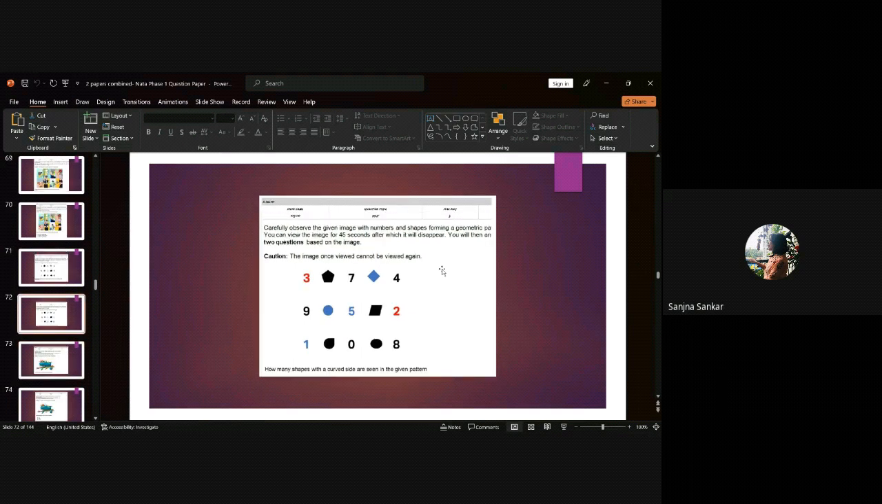The next question: how many shapes with a curved side are seen in the given pattern? So the correct answer is 3. We see a circle, and then a teardrop shape, and then an oval. So the correct answer is 3.